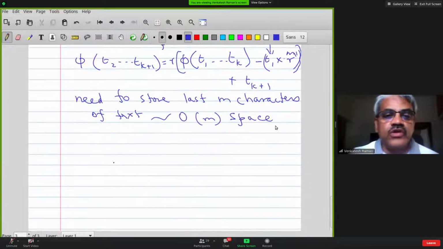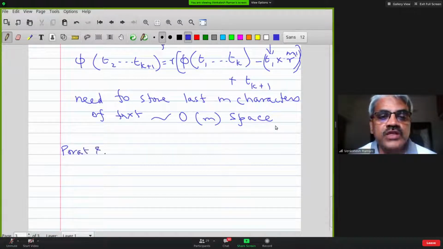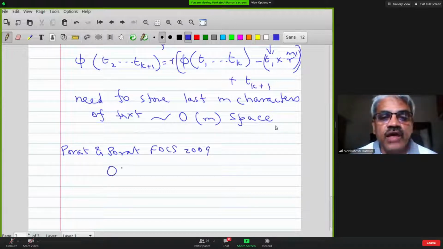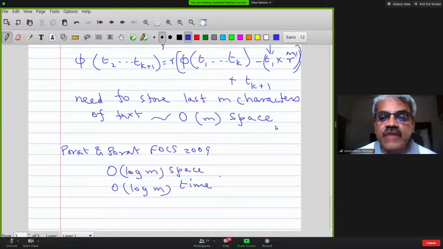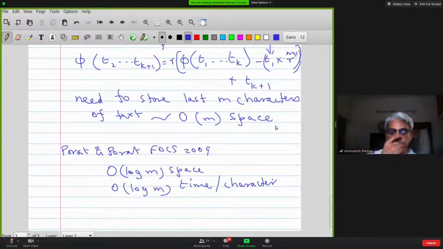So what are we going to do? This is an algorithm due to Porat and Porat, FOCS 2009. They gave an order log m space and log m time algorithm. And when we say time, it means time per character. So when a new character of the text comes, I'm going to spend some log m time to report all the matches up to that point.